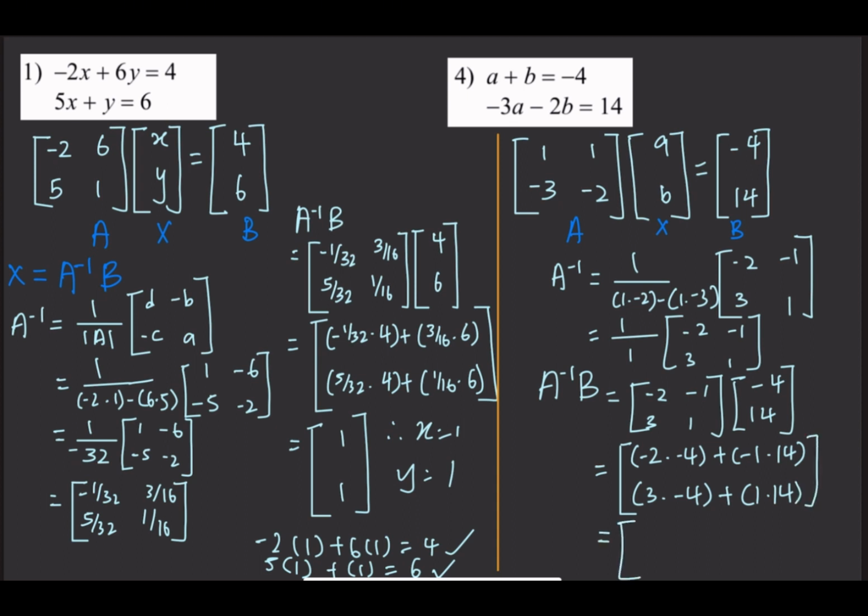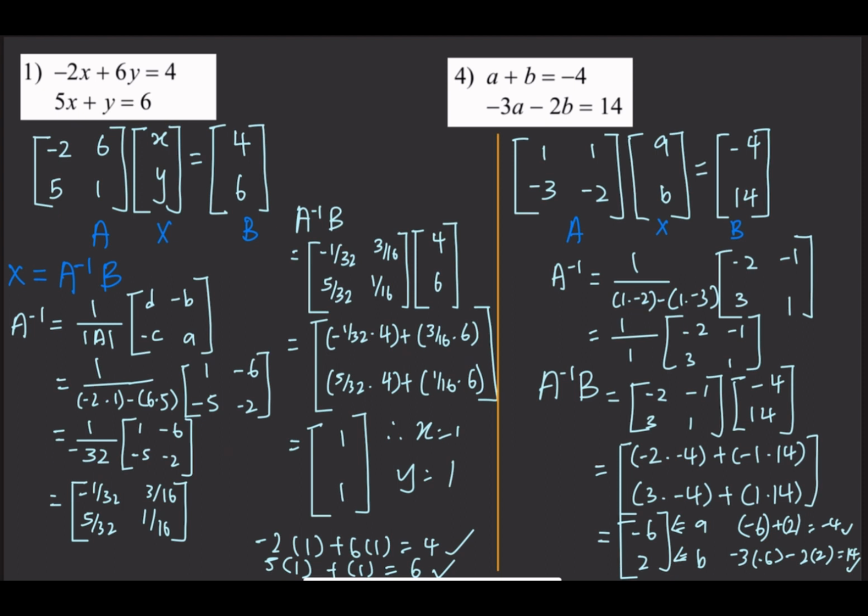And what is your answer? You will get negative 6 and here is 2. This is your answer for A, and this is your answer for B. Right? And if you check it out, A is negative 6 plus 2 equals negative 4. And then negative 3 times negative 6 minus 2 equals 14. And that's how you verify your answer is correct.